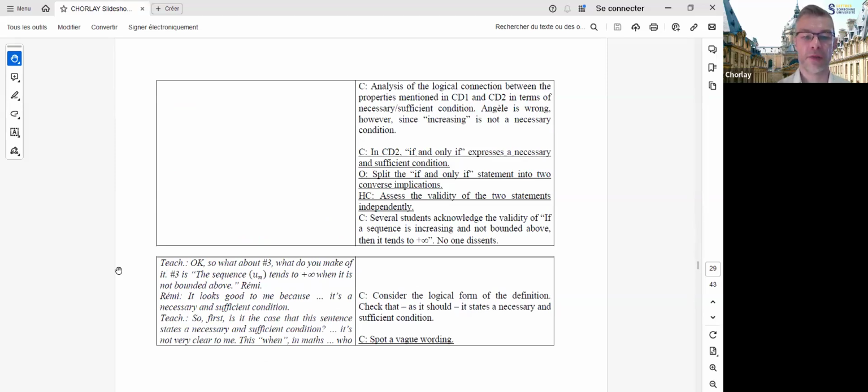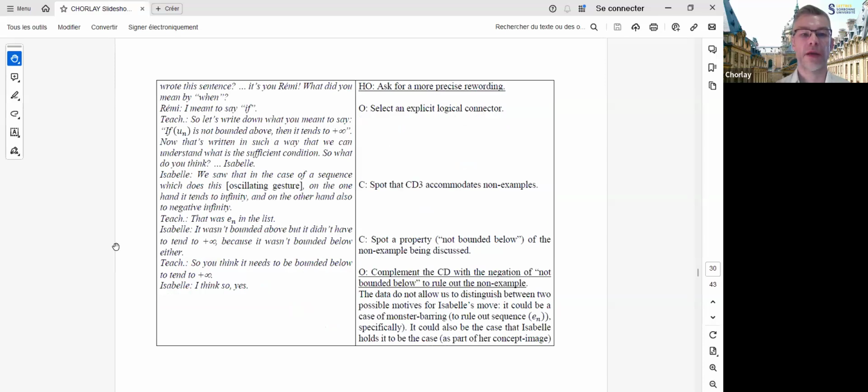It's not very clear to me. Oh, is this the case? This "when" in mathematics. Who wrote this sentence? Oh, it's you, Remy. What did you mean by "when"? I meant "if". So let's write down what you meant to say: if u is not bounded above, then it tends to positive infinity.